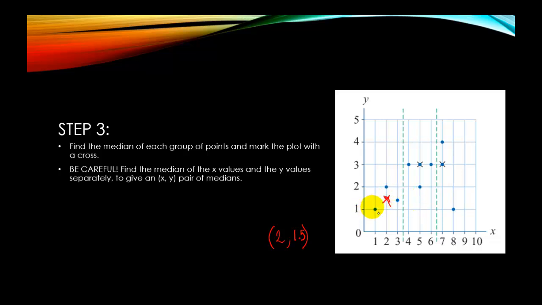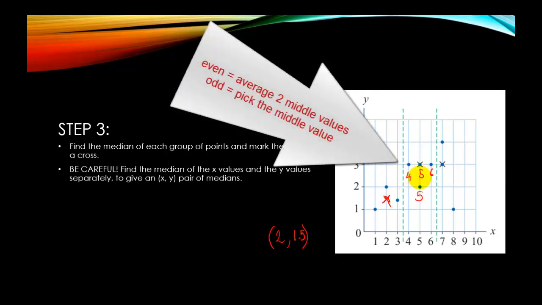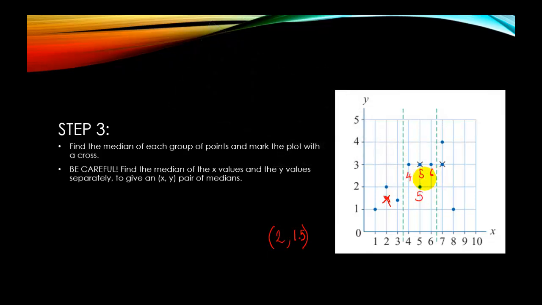I'll do it again with the next section. So along here, in the middle section, we've got this value here. Just looking at the x's, it is 4. This one here is 5. This one here is 6. And the one here underneath the cross is 5 as well. So, to find the middle number, in this case we know that it's going to be 5 because 5 falls between 4 and 6. Nice and easy.